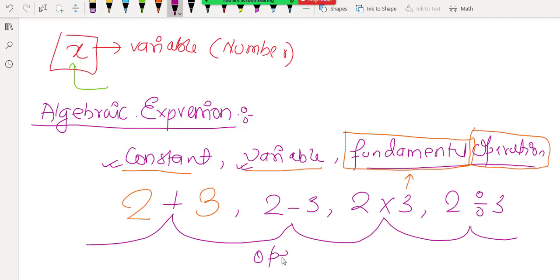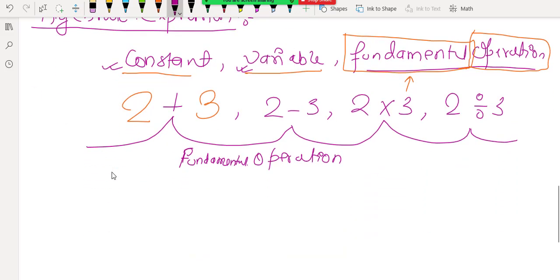Okay. So these are what? Operations between two numbers, and these operations are very basic. So these are known as fundamental operations. ठीक है. Fundamental मतलब एकदम initial, एकदम basic. Basic things are known as what? Fundamental. So in an algebraic expression, we will see constants, variables, and fundamental operations. What are fundamental operations? These are plus, minus, multiplication, divide. These things are known as fundamental operations of mathematics.